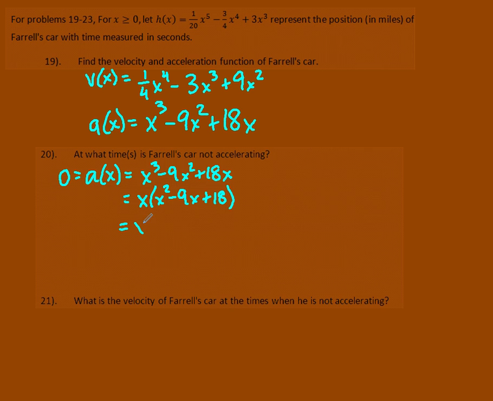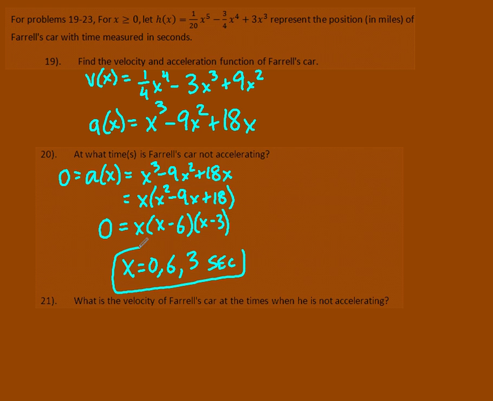I can try to factor that even more. What are factors of 18 that add to 9? Well, that would be 6 and 3. And now I have 3 different things that should all multiply to equal 0. That means each one's equal to 0. So x equals 0, 6, and 3 seconds. These are my times. Are we in seconds? Yes, we are in seconds. Those are my times when the car is not accelerating.